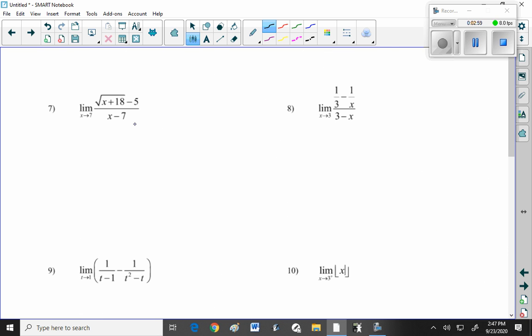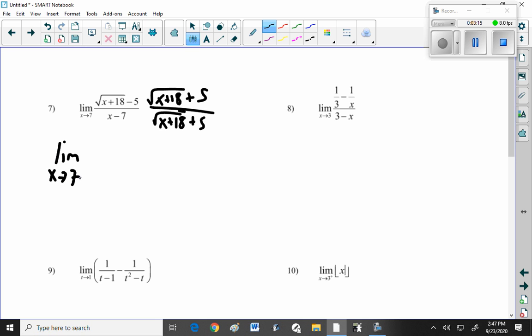Problem number 7. Once again, we plug in 7 and we get 0 over 0. So we have to again multiply by the conjugate, similar to what we did in the other problem, x plus 18 plus 5. Note again that we will not multiply out the bottom.